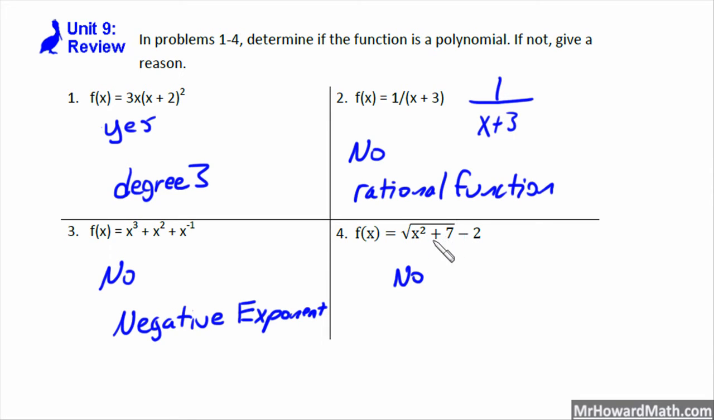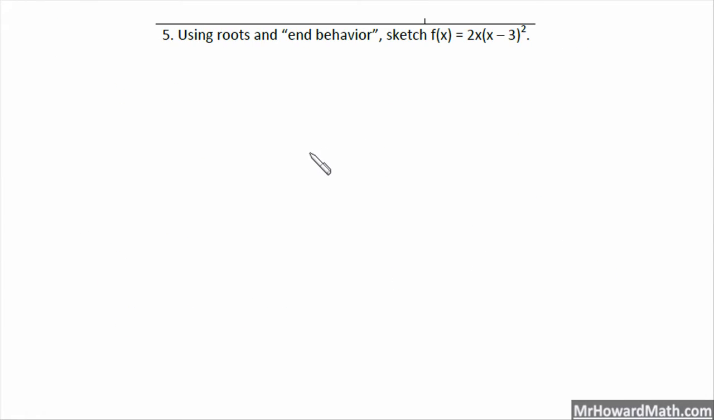The square root, taking the square root, is the same thing as raising to the 1/2 power, so we could rewrite this function as x squared plus 7, that quantity all raised to the 1/2 power, subtract 2. So a fractional exponent, or a square root of any kind, cube root of any kind, causes it not to be a polynomial.